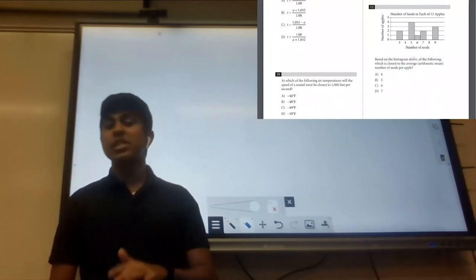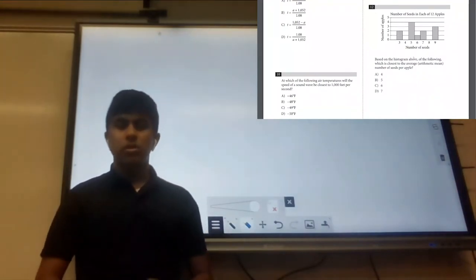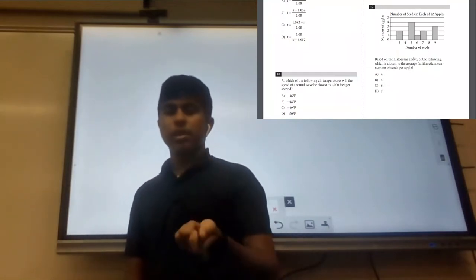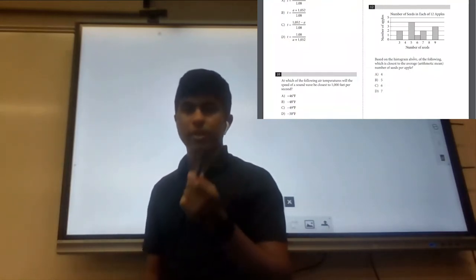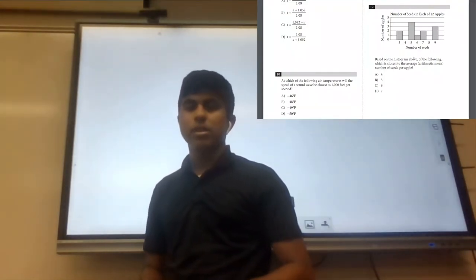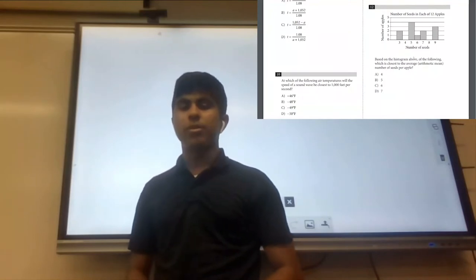Okay, number of seeds in each of 12 apples. Right, so we're given a histogram, a bar chart. So we have some for three, we have none for four, and then five, six, seven, none for eight, and then some for nine. So this is the average number of seeds per apple.